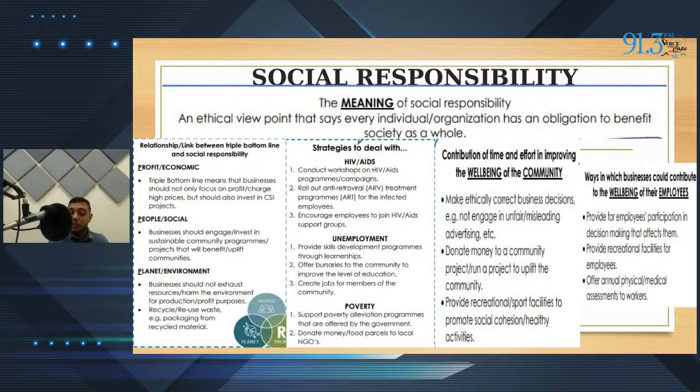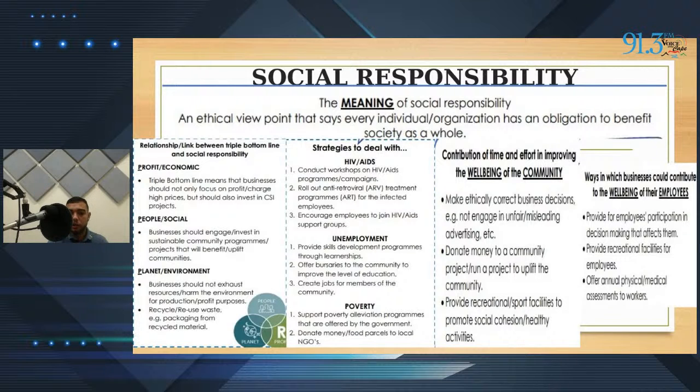If you looked at your assignments, matriculants, these things came in your assignments. We are to speak about the triple P, which is the relationship or the link between the triple bottom line and social responsibility. We start with P, profit, economic. So the triple bottom line means that business should not only focus on profit or charge high prices, but should also invest in CSI projects. Those are those small projects that people are busy with, such as giving out food, or having feeding schemes. They should invest in that to help our communities.